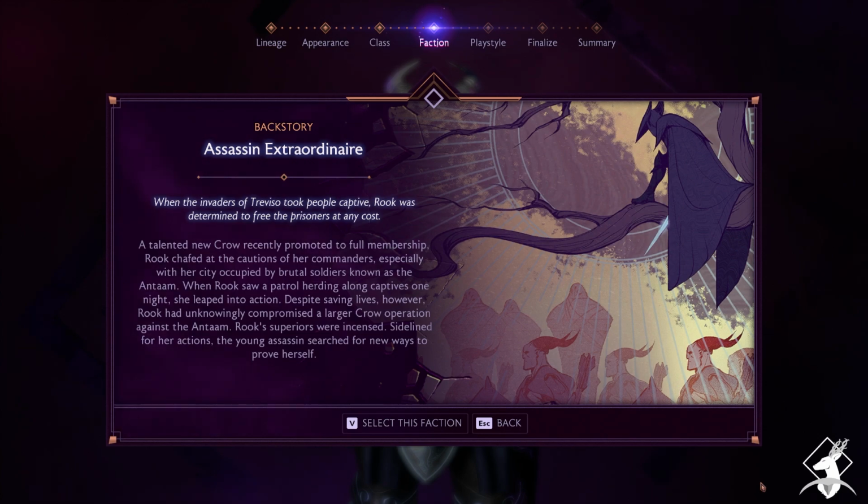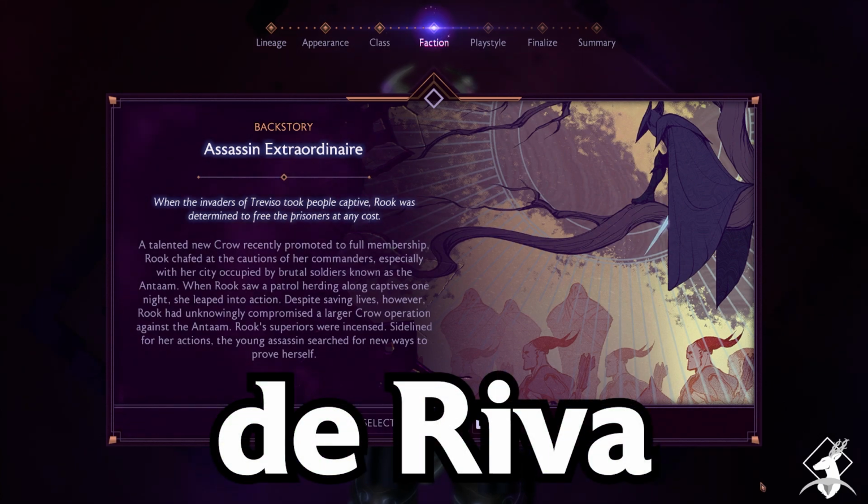With this faction, you are Deriva, a member of the 5th Talon. You are a talented new Crow recently promoted to full membership. However, Treviso is under occupation from the Qunari and Tevinter. One night, you saw a patrol leading along captives and took action. While you saved the lives of those held captive, you unknowingly compromised a larger resistance operation by the Crows. Your superiors were outraged and you were sidelined for your actions. Instead of sitting idly by, however, you search for new ways to prove yourself.